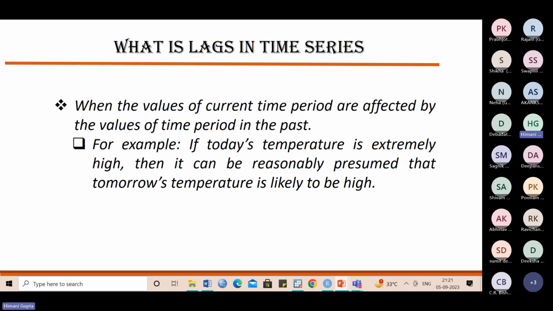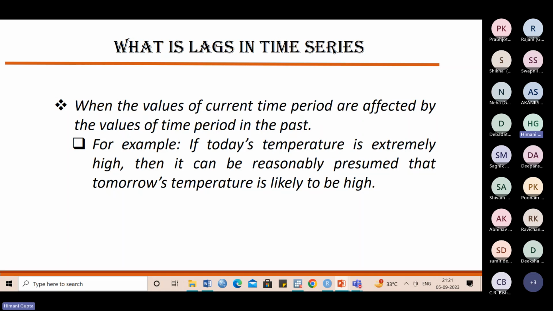Till now in regression, what we have learned is that the dependent variable is depending on some other independent variable, but it's not a fact. It can be depending on some other independent variable, or it can be depending on its own past. If it is depending on its own past, we name it as your lag.